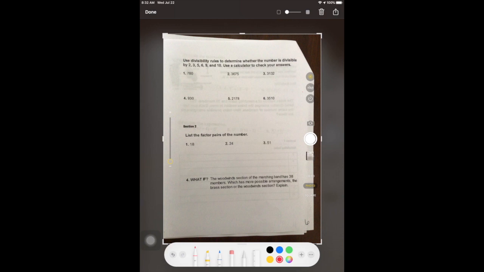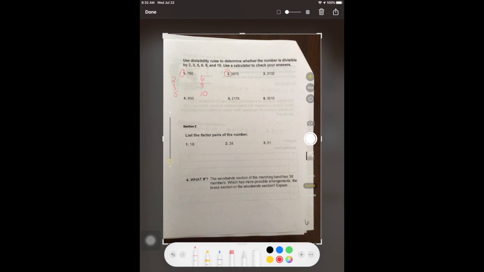Okay, so for the second part of lesson 1.3, we're going to again work on practicing those divisibility rules. We're going to do problems 1 and 2 together, and you can do 3, 4, 5, and 6 on your own. Remember, I want to see if this is divisible by 2, 3, 5, 6, 9, and 10. So I'm going to list those out.